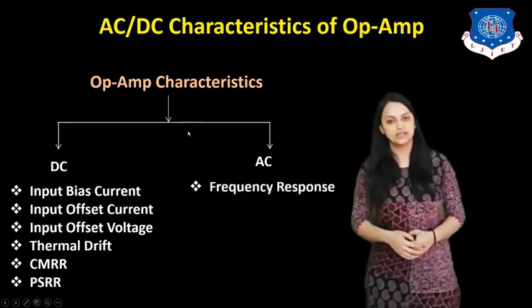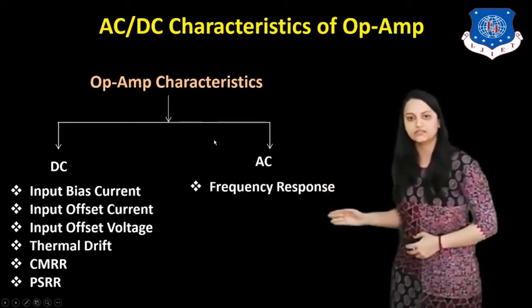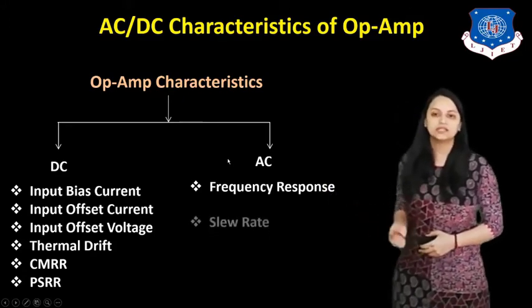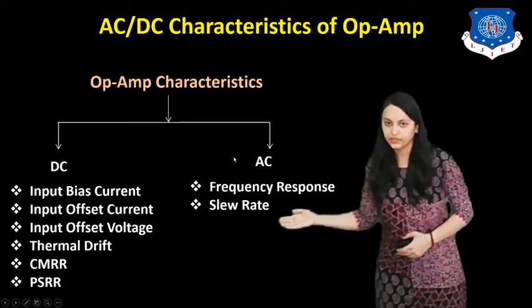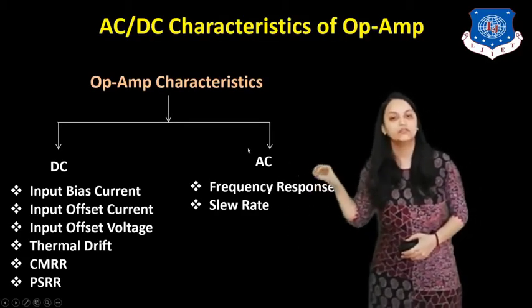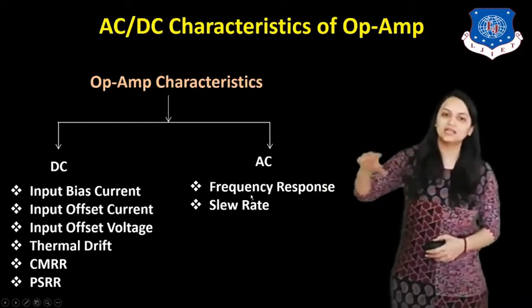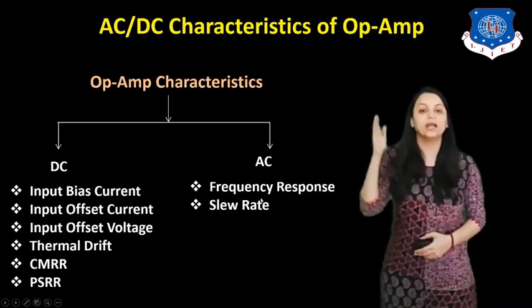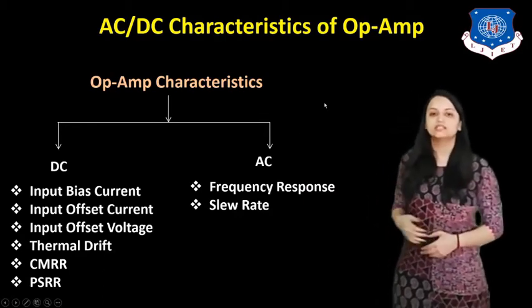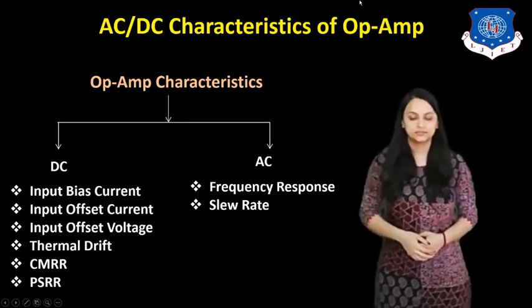Next, let us see AC characteristics. The first one is frequency response parameters. Next is slew rate. After that, observing all of these categories, we will see how the AC and DC characteristics are important, and what the ideal values are for each and every op-amp. So let's start with all these characteristics.